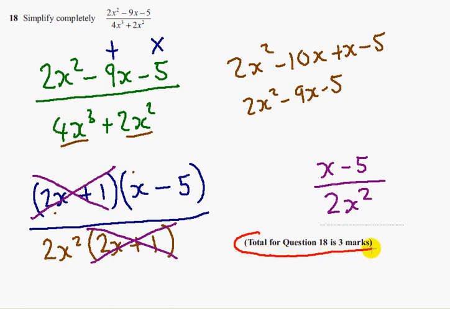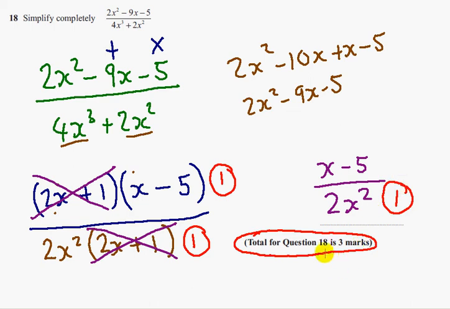And question 18 is worth 3 marks. The first one is a method mark for factorising the numerator correctly, so that's this bit here. The second method mark is for fully factorising the denominator correctly, which is this bit here. And the third mark is for putting an answer of x minus 5 on the top over 2x squared. And that is question 18, and that's worth 3 marks.